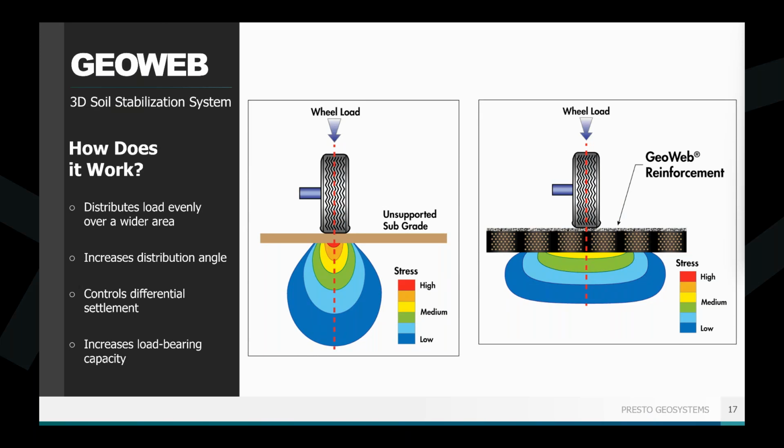With the GEOWEB reinforced section, you're actually eliminating the highest levels of stresses, in this case, the red and the orange levels. And you're spreading out the load significantly wider than that 45-degree angle. So by spreading the load over that wider distribution angle, the stresses reaching the subgrade are really reduced. So you're controlling deflection, rutting, and differential settlement. A typical rule of thumb that we offer with the GEOWEB system is that it can reduce your subgrade stress, reaching that subgrade, by about 50%, which is significant.